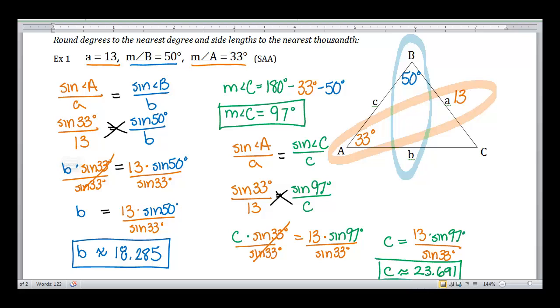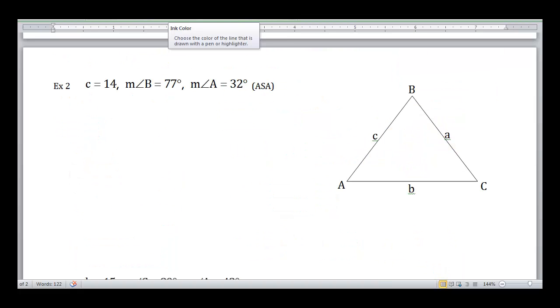Once we've done that, we've solved for our 3 missing parts. Let's go ahead and look at the one on the next page. So again, I want to start by writing everything I know. I know that side C is a length of 14. I know that angle B is 77 degrees. And I know that angle A is 32 degrees.